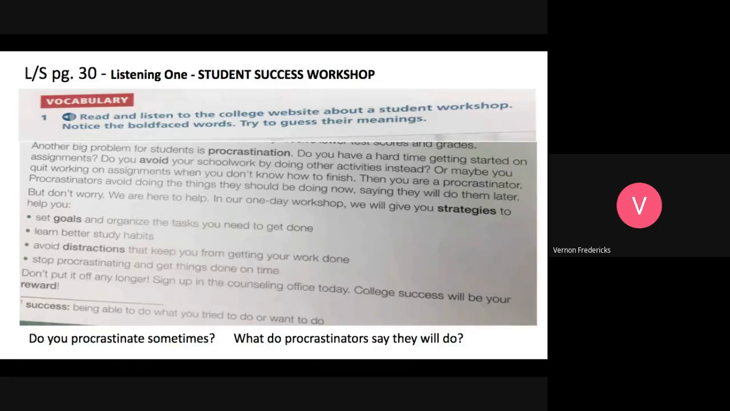Then you are a procrastinator. Procrastinators avoid doing the things they should be doing now, saying they will do them later. But don't worry, we are here to help. In our one-day workshop, we will give you strategies to help you. So the first problem is multitasking, and the second problem is procrastination.